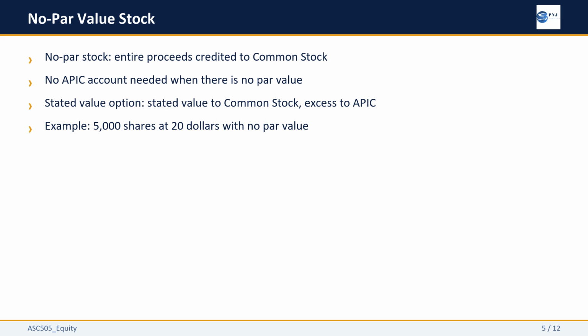However, if the entity designates a stated value per share, think of this as a voluntary par value equivalent. Then the stated value times shares issued goes to common stock, and any excess above stated value goes to APIC, exactly like the par value split.